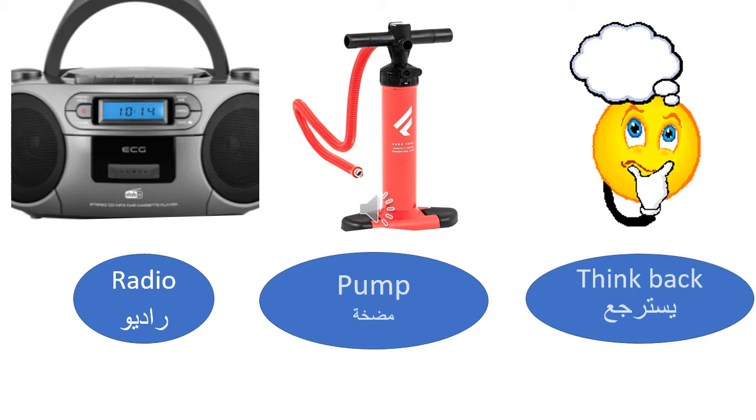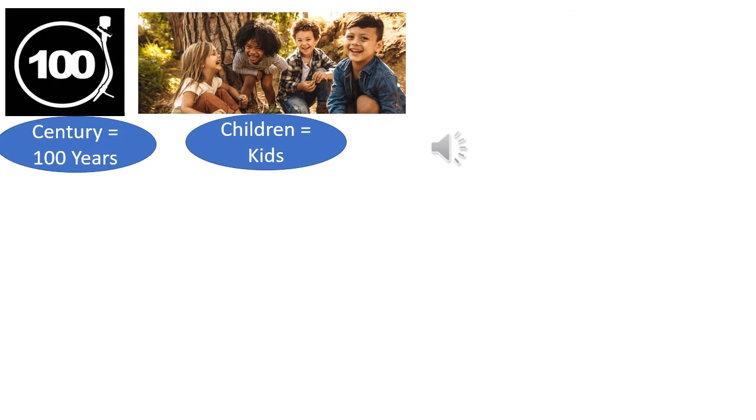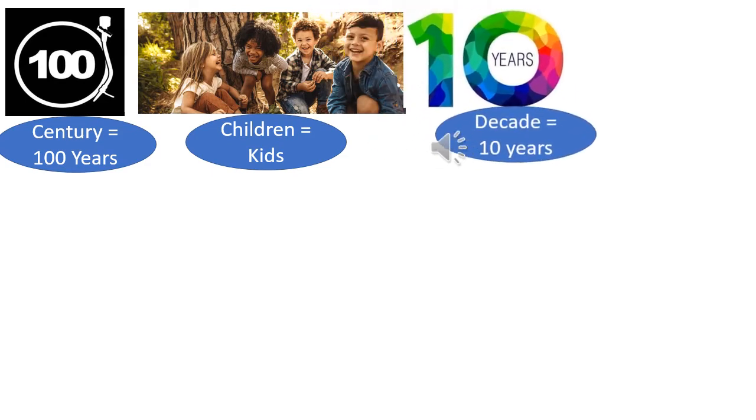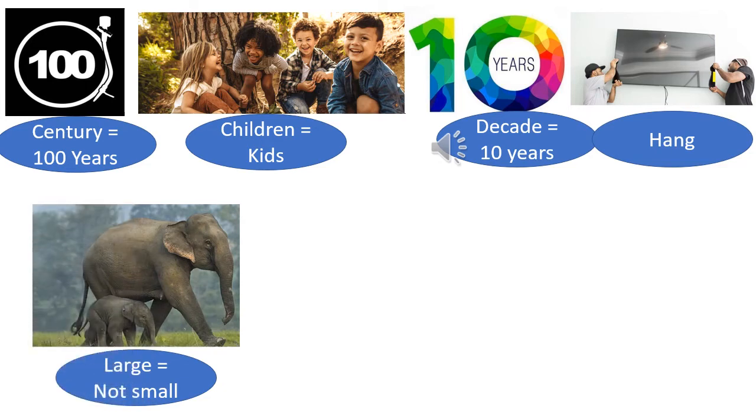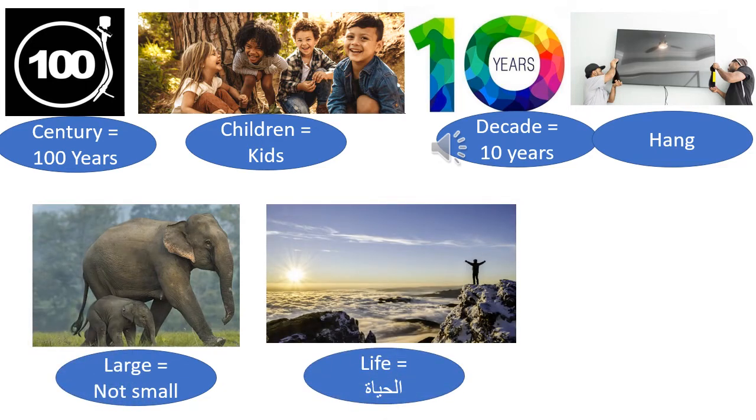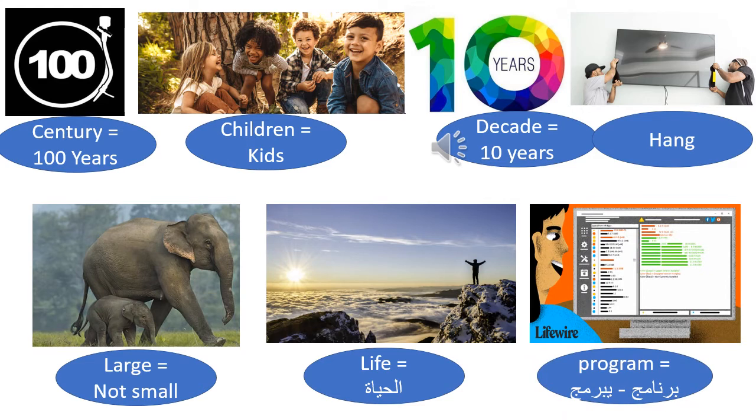I'm sorry. Now, this is the first list of words. Let's go to the second list. Century. Children. Decade. Hang, large, life, program.